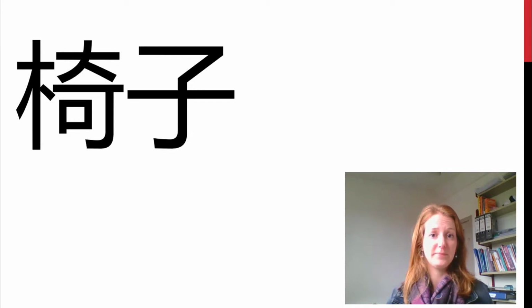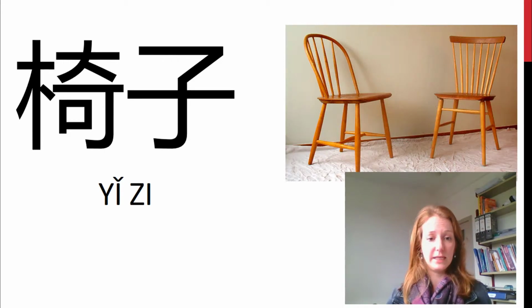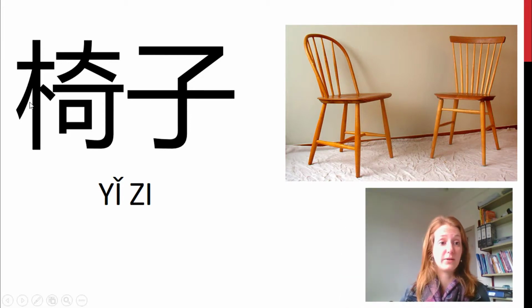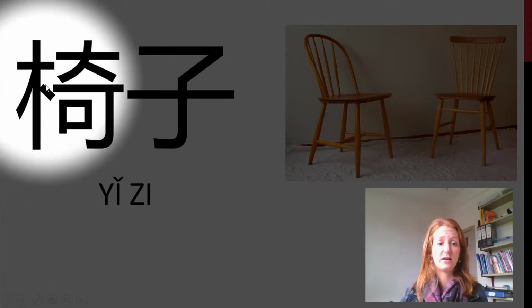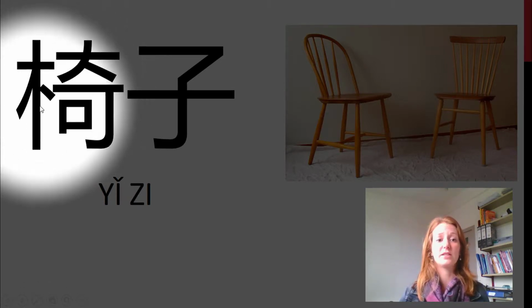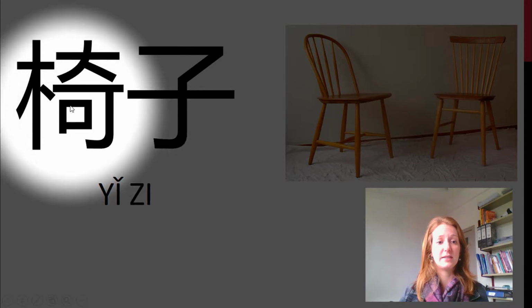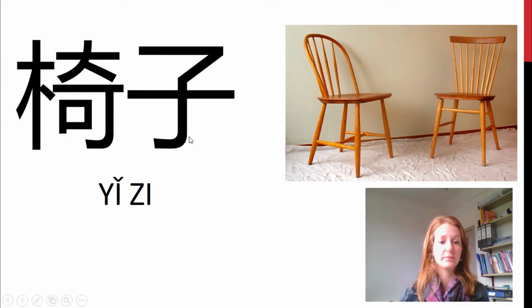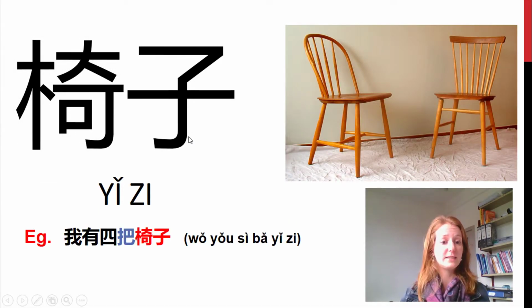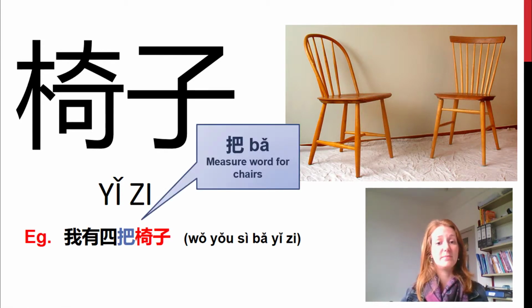这是什么?这是椅子. 椅子. We have another wood radical here on the left hand side this time, so it looks a little bit different. I think of this one as a person sitting down on the chair, and it's a wooden chair. 我有4把椅子. 把 is a measure word for chairs. How would you say I have 6 chairs? 我有6把椅子. 对.